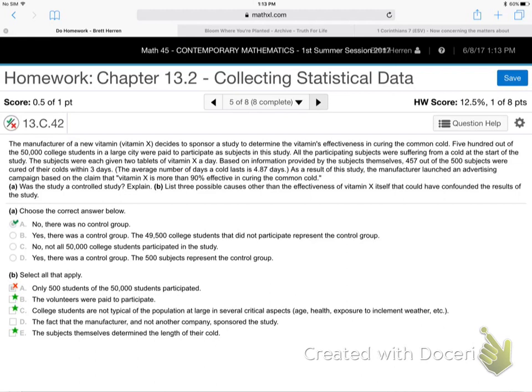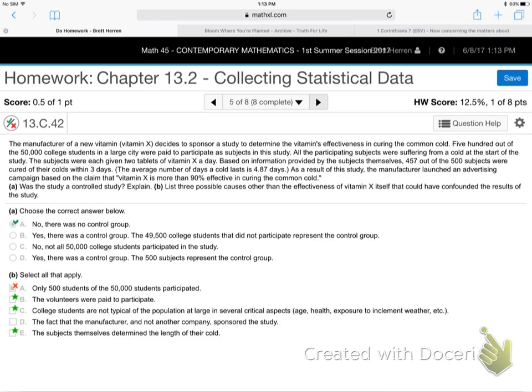Okay. Manufacturer of a new vitamin decides to sponsor a study to determine the vitamin's effectiveness in curing the common cold. Oh, this is a good one. I like this one. You watch. You tell me about this study. What do you think? 500 out of the 50,000 college students in a large city were paid to participate as subjects in this study. They get this vitamin. They're going to see if it's good at curing the common cold. All the participating subjects were suffering from a cold at the start of the study.